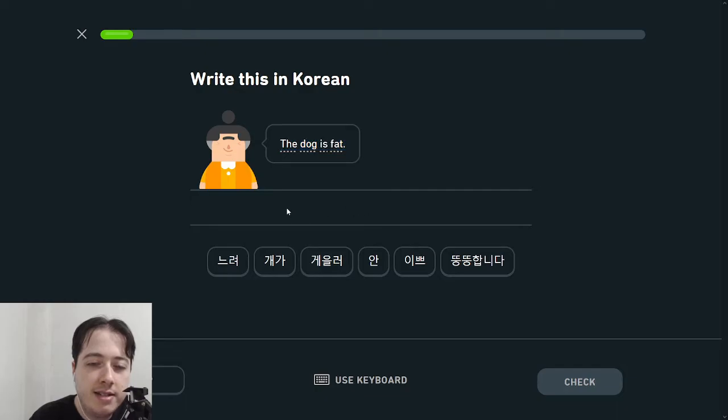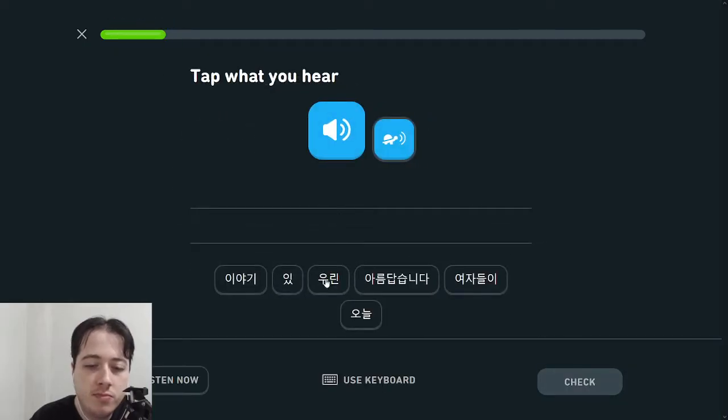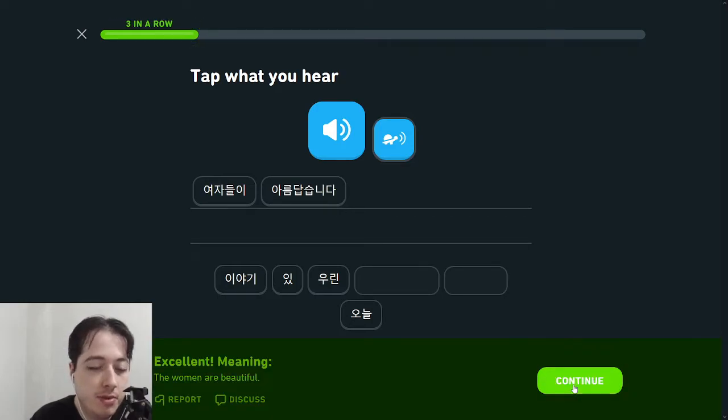The dog is fat. So 개가 뚱뚱합니다. This time I hear the N. 여자들이 아름답습니다. Where is 여자? 여자들이 아름답습니다. So the women are pretty or beautiful.